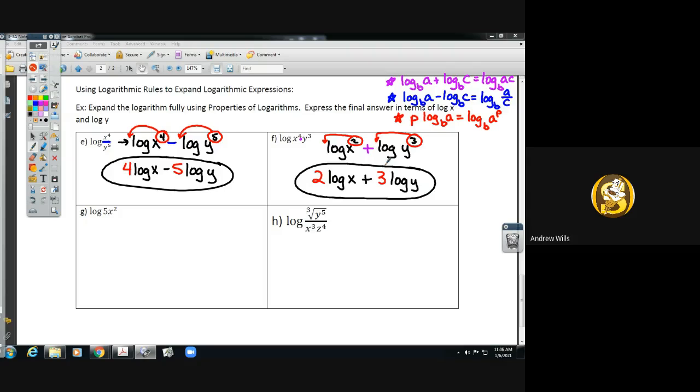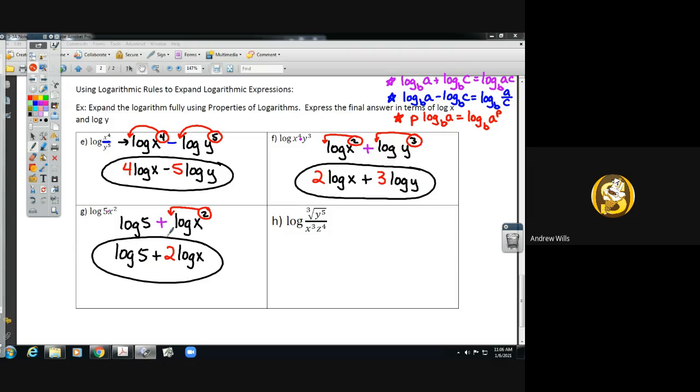Okay, on letter G, again, we should recognize that 5x squared is a product and apply the product rule to break it into two separate logarithms: log of 5 plus the log of x squared. Once we've done that, the only other thing we can do is grab that exponent of 2 and move it in front, which would give us log of 5 plus 2 times the log of x, which is expanded. That's done.